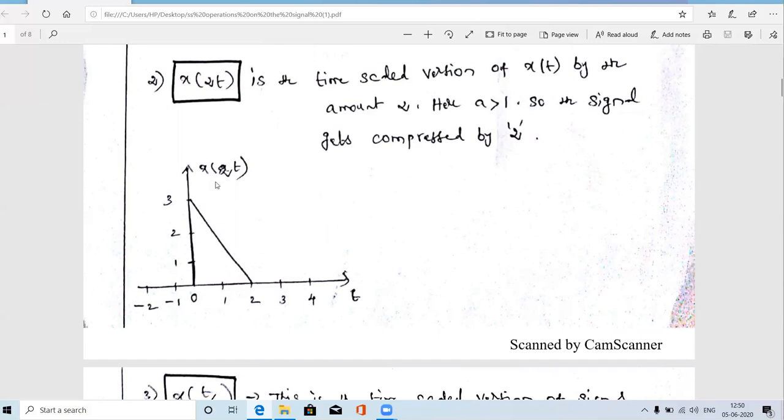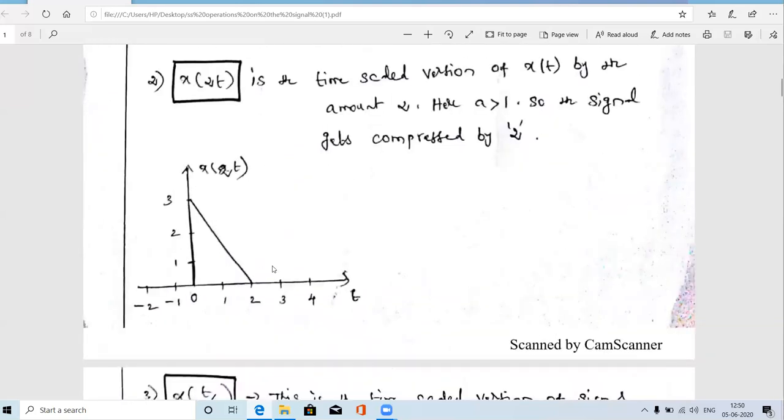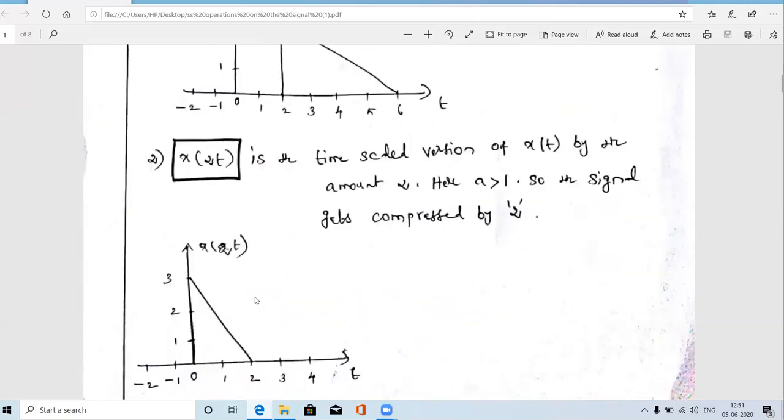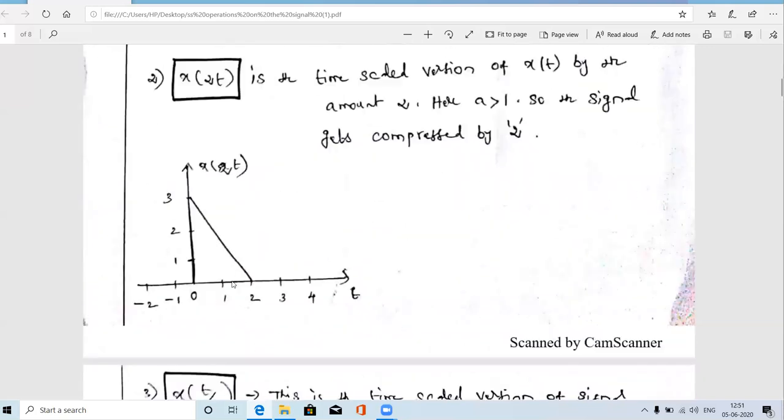So this is the x of 2t. For x of 2t, the a value is greater than 1, so we get the compressed version of the original signal x of t. You see the x of t signal and the x of 2t signal: the shape is the same, a triangular waveform. The amplitude is also the same, 3 volts. But along the x-axis, here the width is 2 seconds, and there the width is 4 seconds, that is, 4 divided by 2. That's why the signal gets compressed. So this is the second answer.